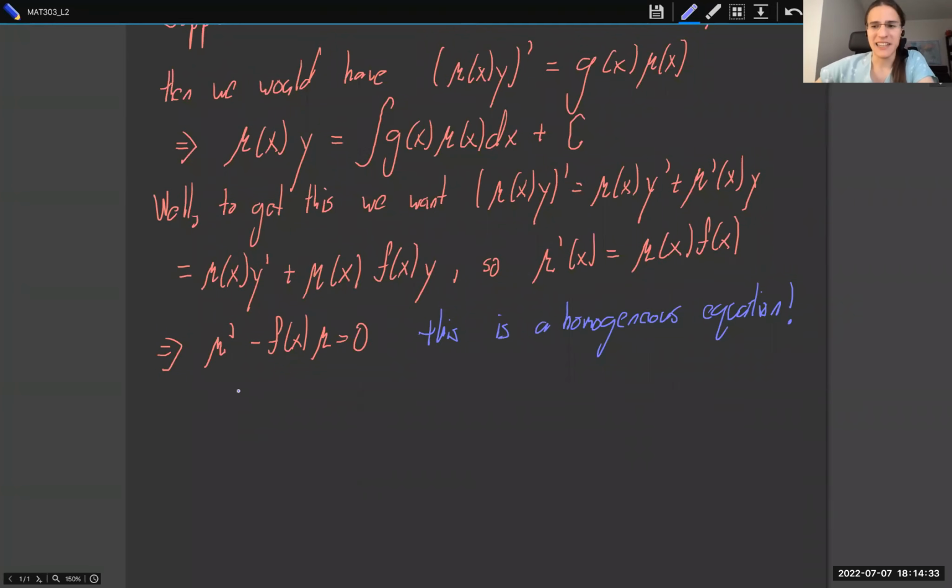But again, most of the tricks that we're going to see today are things that are very hard to come up with on your own. Well, the thing is that we want a particular solution mu. We want some integrating factor that works. So we don't need the general integrating factor. In other words, we're not going to worry about constants at this stage because the constant comes up here, right? Does that make sense?